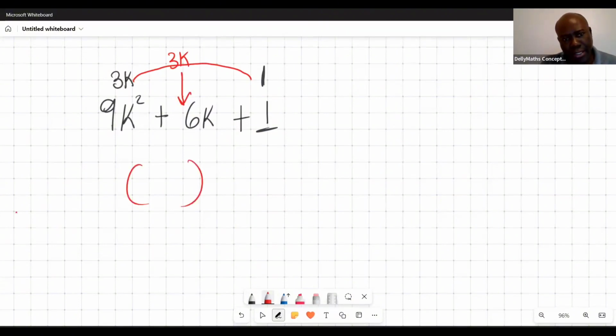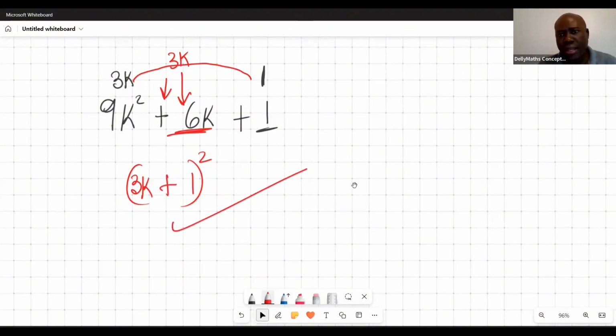Then I set up my parentheses and put a square there. I'm going to put the square roots. The 3k came first, so it's right there. The 1 came after. The sign in front of the middle term is a plus, so this is a plus. And that is the factor. Let's try the last one.